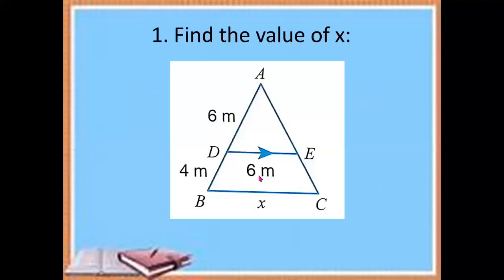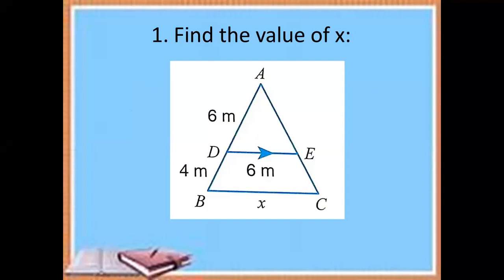Question number 1. This is 3 items only, but you need to solve. Right? So question number 1. Find the value of x. Take note, there are 2 triangles on that one. Find the value of x. Set up a proportion so that you can find the value of x.